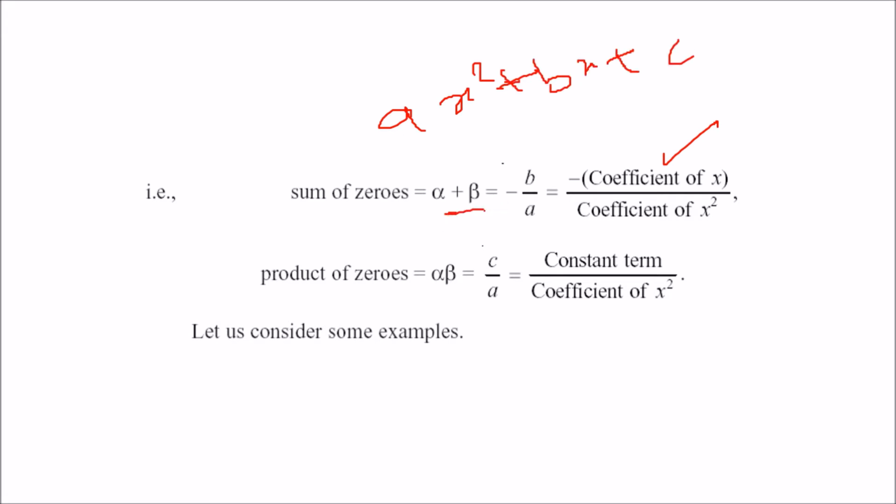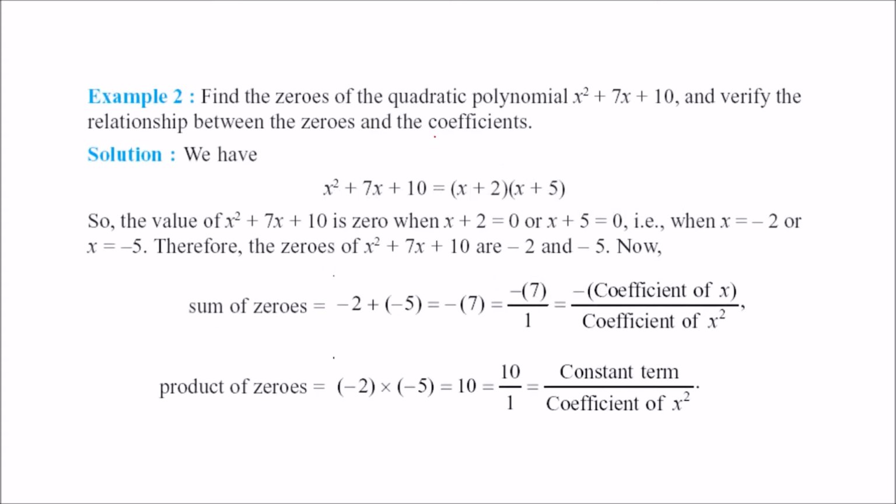Sum of zeros is alpha plus beta, which is minus b by a, and product of zeros is c by a. Let us take an example. We have to find the zeros of this polynomial, and we have to verify also the relationship between the zeros and the coefficients, which we are discussing in this section.